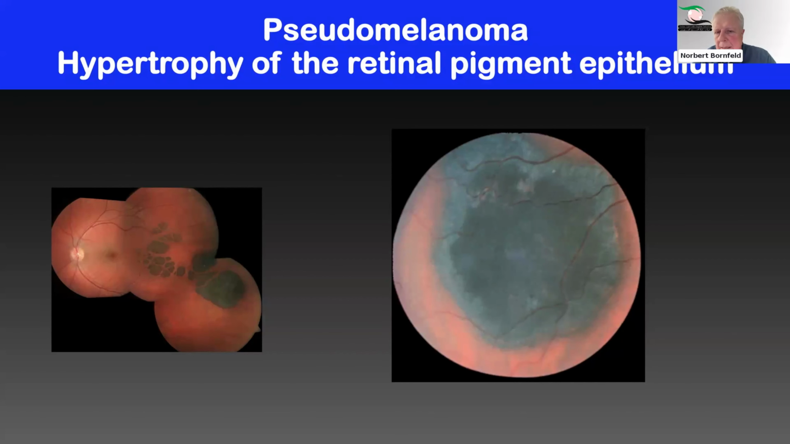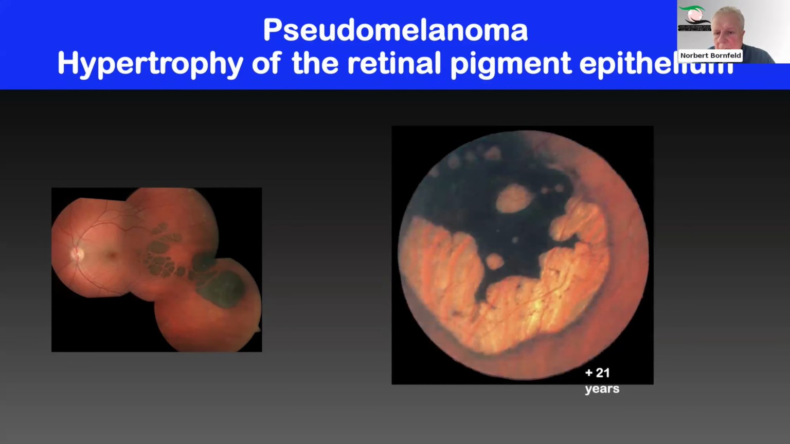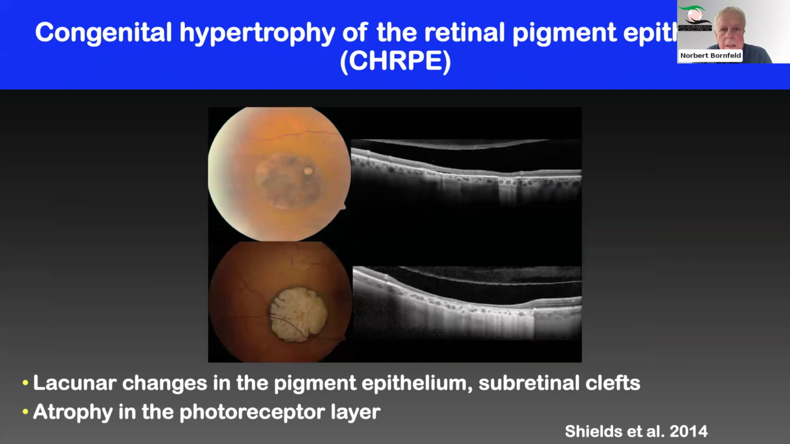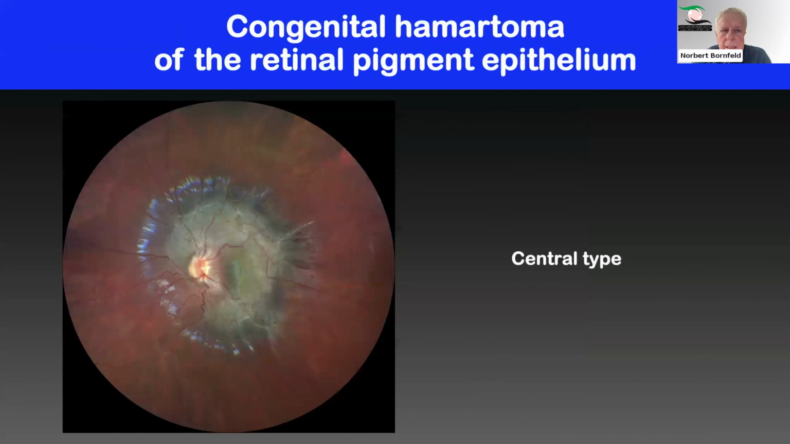Nevus is not as black as hypertrophy of the retinal pigmented epithelium, and they change. That's the same patient 21 years later, and then it looks like a giant paving stone degeneration of the retina. Morphology may help a bit. There are changes in the pigmented epithelium, subretinal clefts, and atrophy of the photoreceptor layer if you do OCT, but you do not need OCT in most patients.